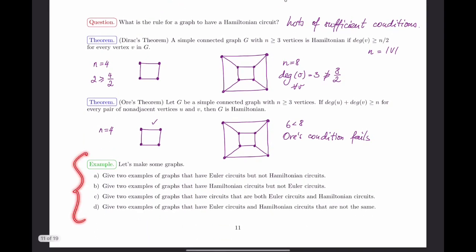For this particular example here, I encourage you to go through and make some graphs to further familiarize yourself with the simple terminology and the structures of these graphs. So, for example, come up with examples of graphs that are Eulerian but not Hamiltonian. Examples that are Hamiltonian but not Eulerian, if that's even possible. What about both Eulerian and Hamiltonian? What about both but not the same cycle?